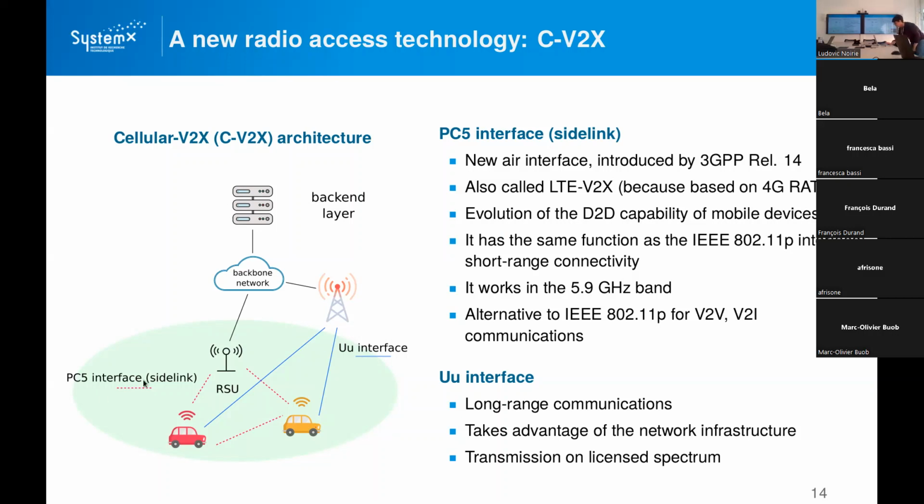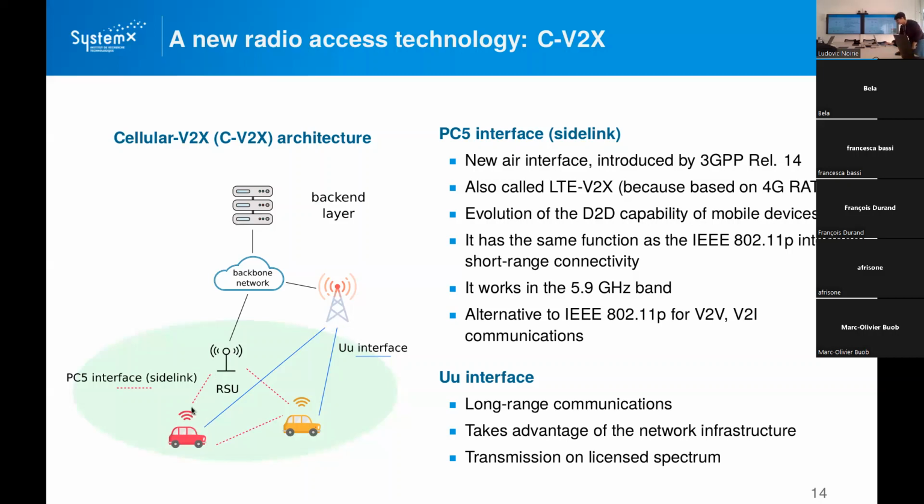And you have the UU interface. It's called UU because the radio access technology is the same that is used in the uplink of LTE, that connects you to the closest base station. So with the UU interface you can get long-range communications, and you take advantage of the network infrastructure that is there. On this interface, you're supposed to use licensed spectrum. So it's the spectrum of the operator that operates the base station.